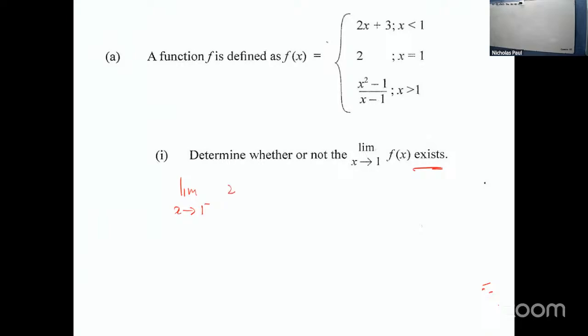First one. Very good. When you plug in 1, you will get 5. What about when you approach 1 from the right? What function are you using? Right? Because of the more than, right? Well, there's a slight problem. It is indeterminate. You have to factorize and simplify. x minus 1, x plus 1 over x minus 1.